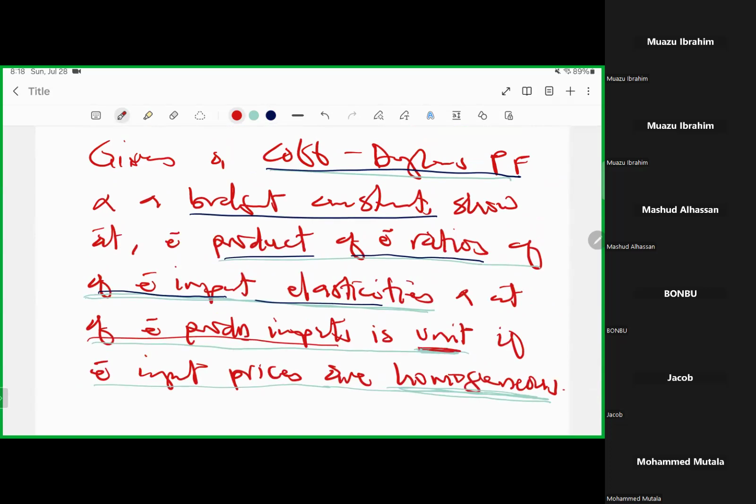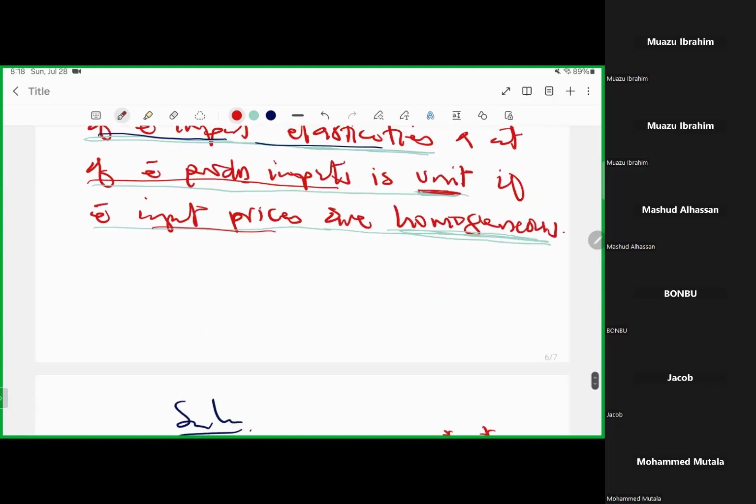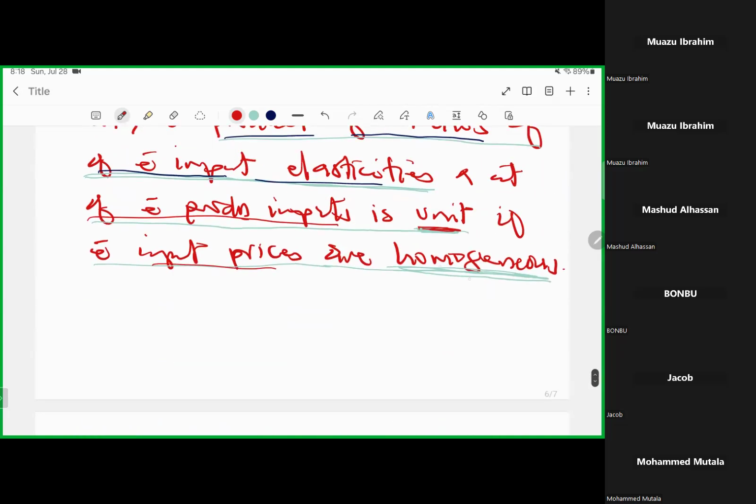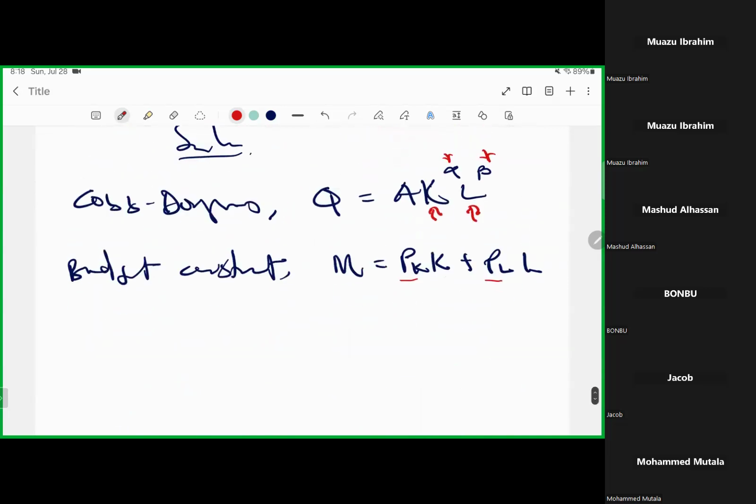It's unity, which means it's 1 if the input prices, and what are the input prices? P_K and P_L. If the input prices are homogeneous, which means if the input prices are the same. So how do we solve this?